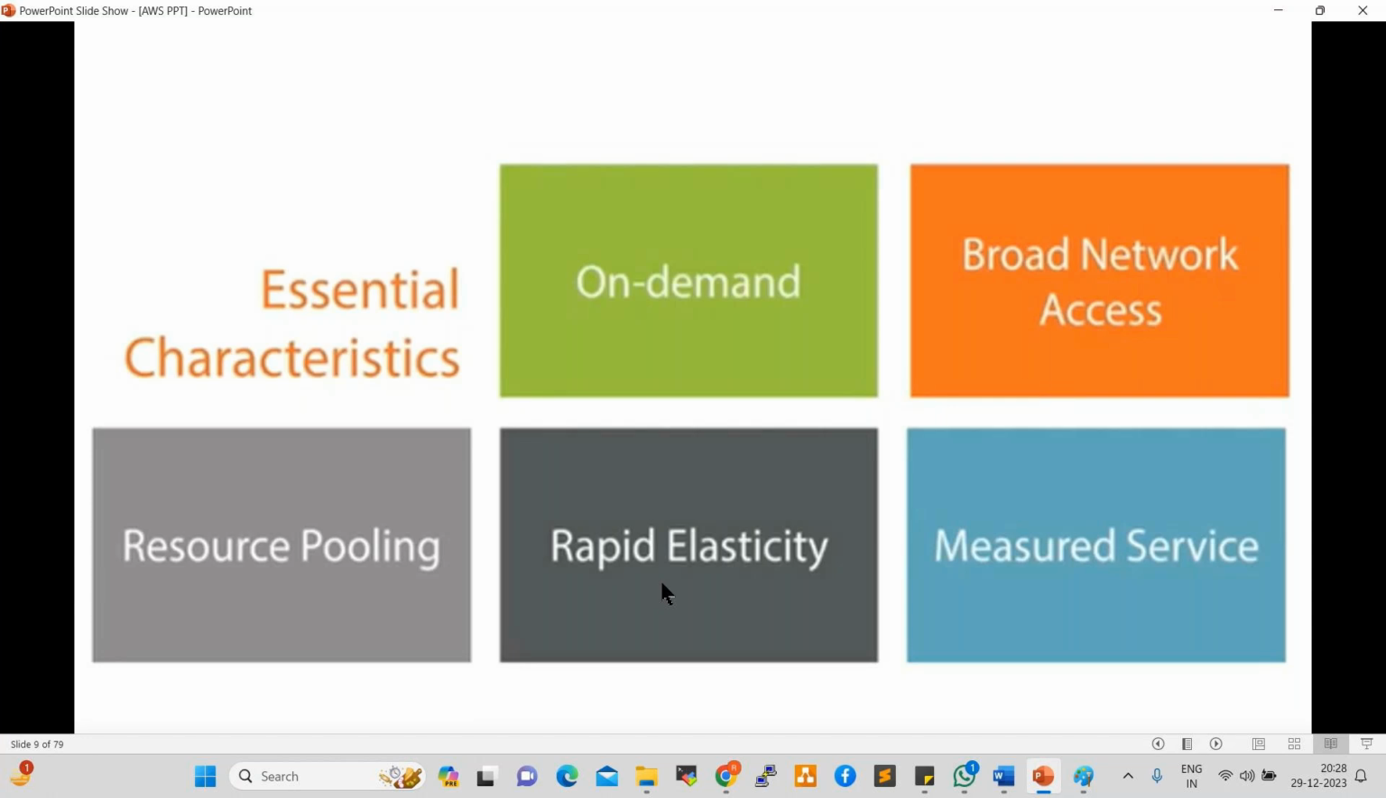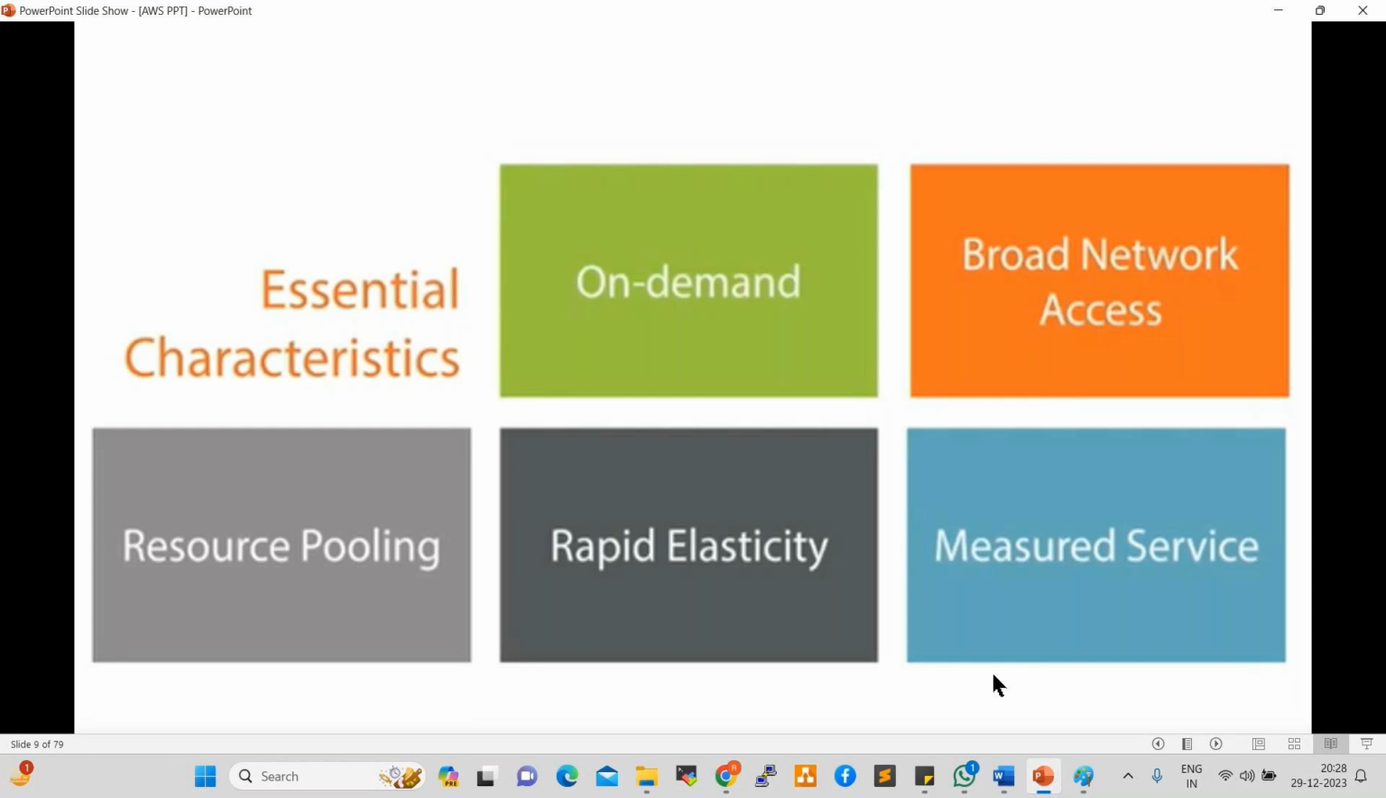Next one is measured service. Whatever servers, whatever network, whatever resources we are using, those are measured. For example, if I'm using a server daily for 1 hour, I have to pay the bill for 1 hour only, right? If I use any server for 9 hours per day, I have to pay the bill for 9 hours only, which is nothing but measured service. So how many hours you use, that will be measured here.